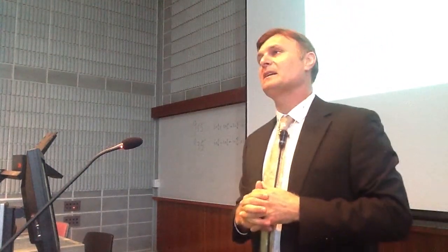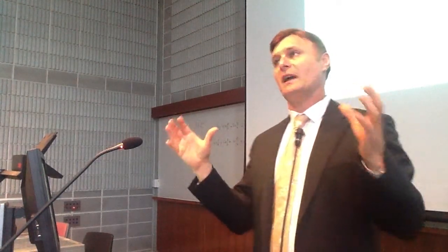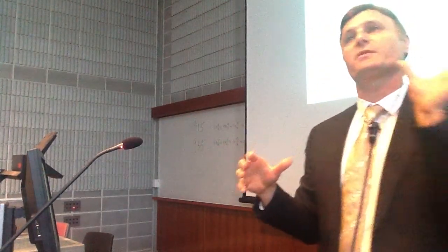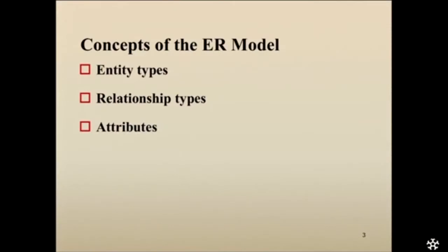So on an entity relationship diagram, of course, you have to be able to represent each entity or each table and the relationship between the tables. Also, you may like to show the attributes of each table.